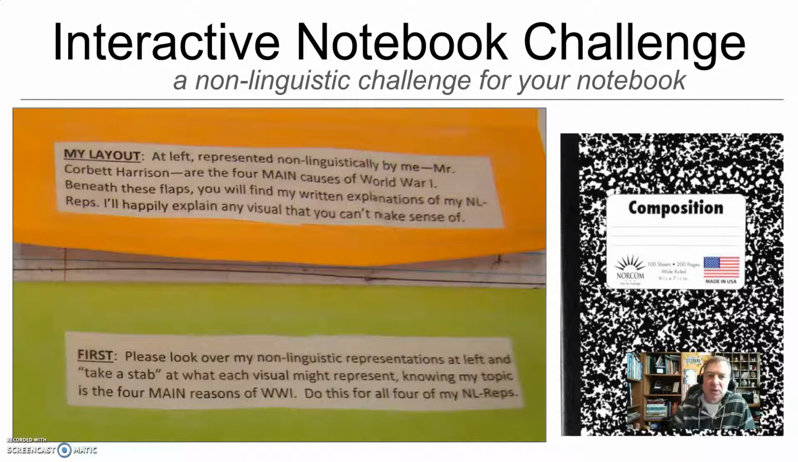So at left, represented non-linguistically by me, are 4 main causes of World War I. Beneath the flaps, you'll find my explanations of my non-linguistic reps. I will happily explain any visual that you can't make sense of. And so right in my instructions, I invite the interactivity. To me, that's important in a gifted and talented classroom, that students have the ability to talk to each other and interact with one another's thinking, hearing each other's metacognition.